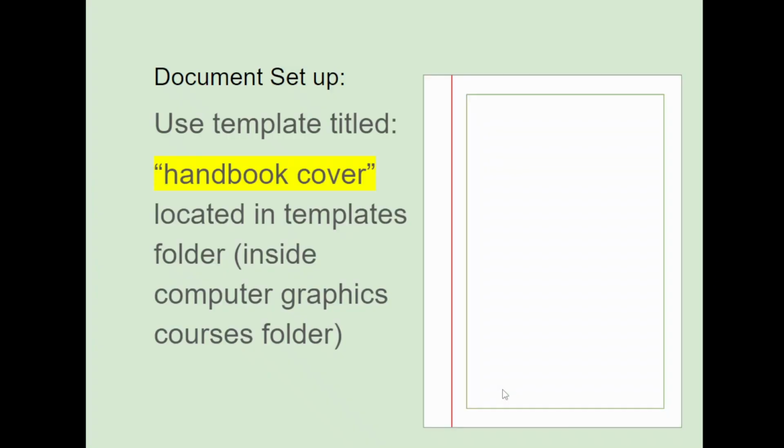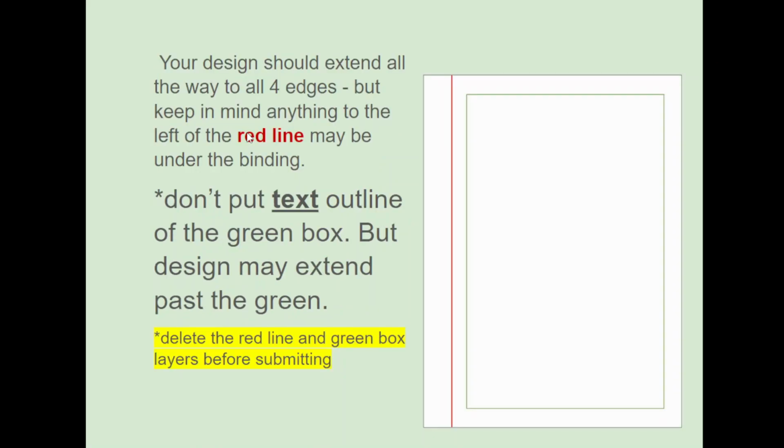When you are ready to start, you need to locate this file here. It is called the Handbook cover. It is in the templates folder. This right here, this red line, is the margin for where you cannot have any important part of the image expanding past, because this is where the spine, that spirally thing, gets connected. But you do want your design to go edge to edge. That means your color background or whatever.